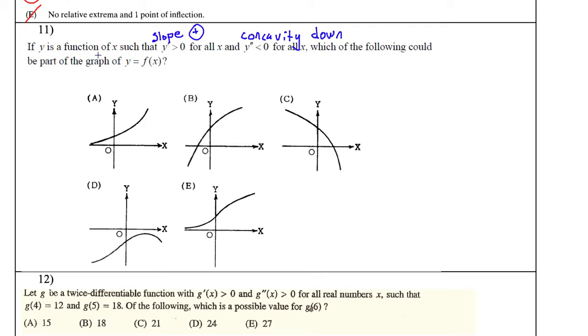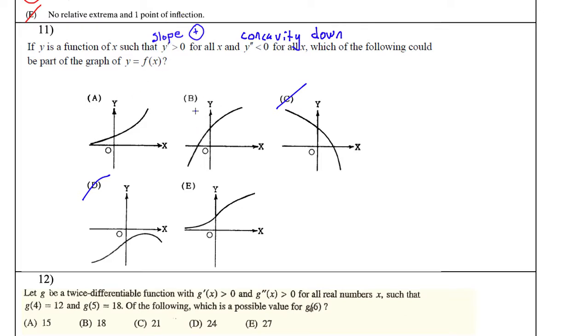So for all values of x, every single thing needs to have a positive slope. A, everything has a positive slope. B, everything has a positive slope. Nope. C, you have negative slopes. D, you have a negative slope down over here, so no, not you. And E, you are all positive slopes. So check this one off. Yep, we checked all the positive slopes. So it's between A, B, and E.